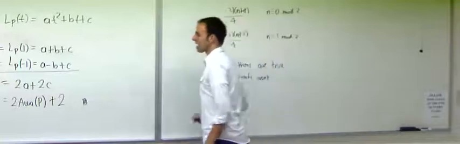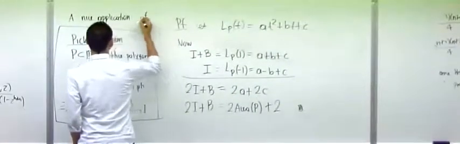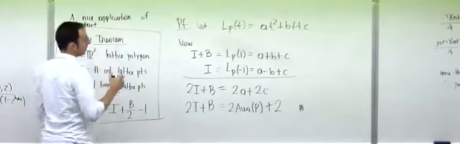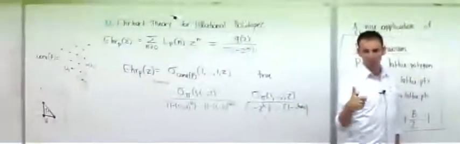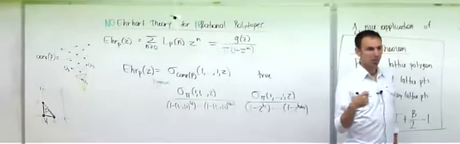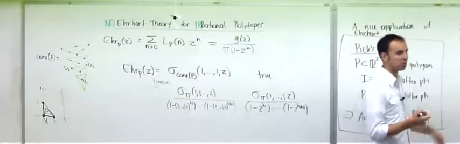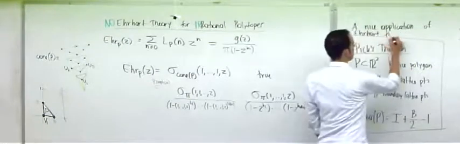I should say a nice application of Ehrhart. What are we using here? We're using the fact that the Ehrhart polynomial is a polynomial, and we're using reciprocity to say what happens at -1. So we should just say an application of Ehrhart theory.